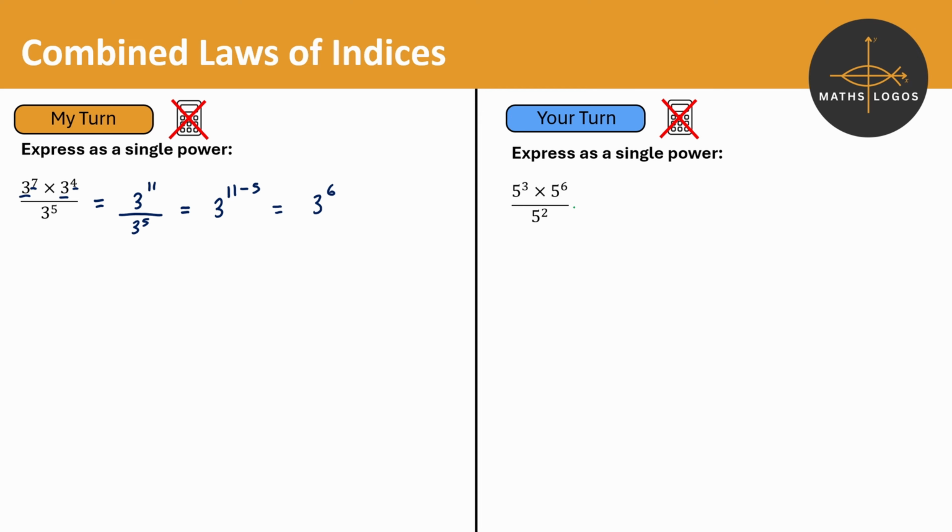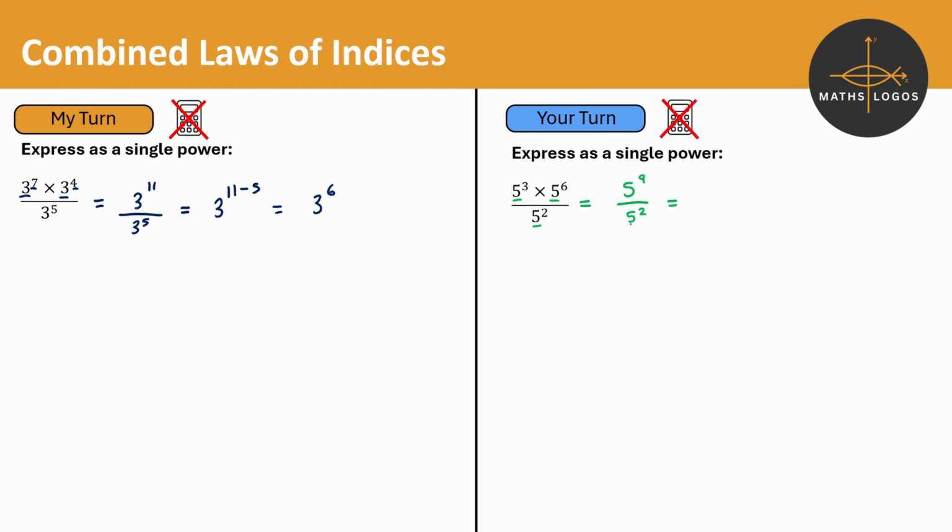Okay, let's run through the answer. So 5 to the power of 3 multiplied by 5 to the power of 6. We have the same base on all of them, so we're able to use our laws of indices. When we're multiplying powers that have the same base, we add our indices. So on the numerator, that gives me 5 to the power of 9, and I'm dividing that by 5 to the power of 2, or 5 squared.